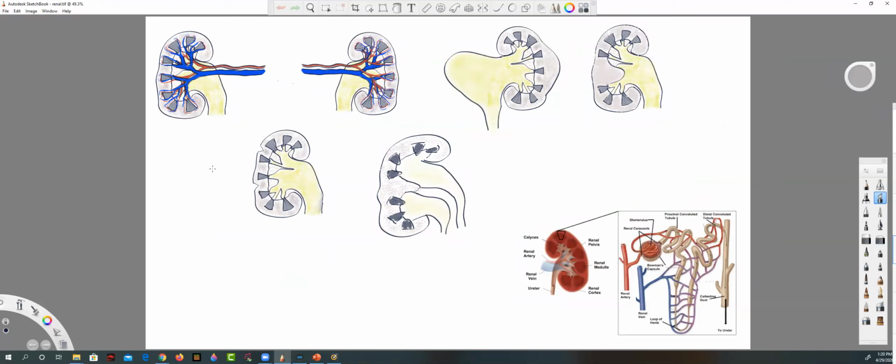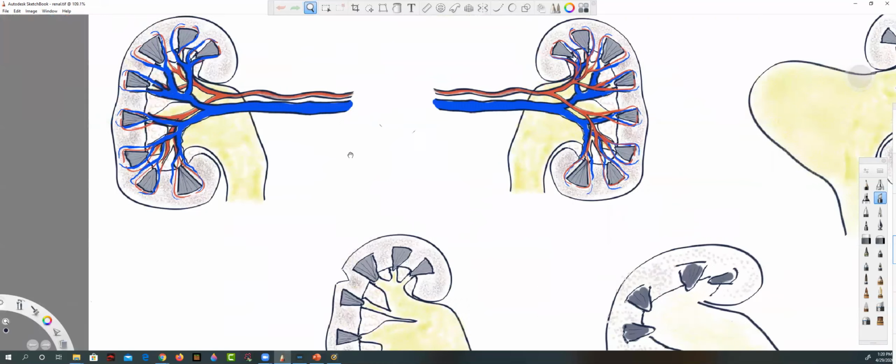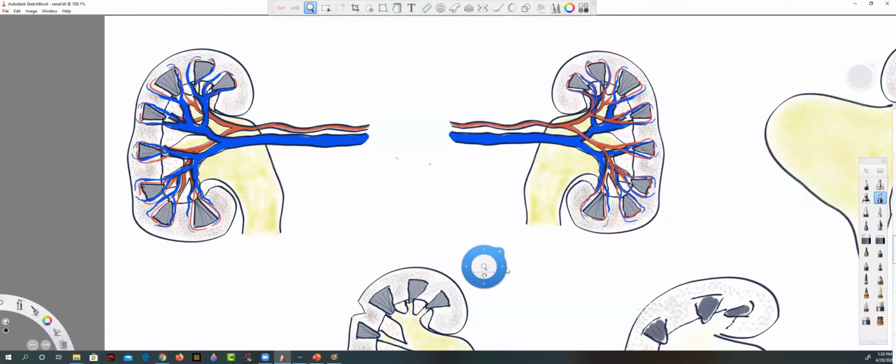Okay. Most of this was the magic of copying and pasting, so I didn't have to draw this over and over again. These two are the same. Well, obviously one's right and one's left, but they are the same. Oh, by the way, the left kidney is higher, the right kidney is lower. That's simply because the liver is a bigger organ, and the kidney has to be lower because of that.